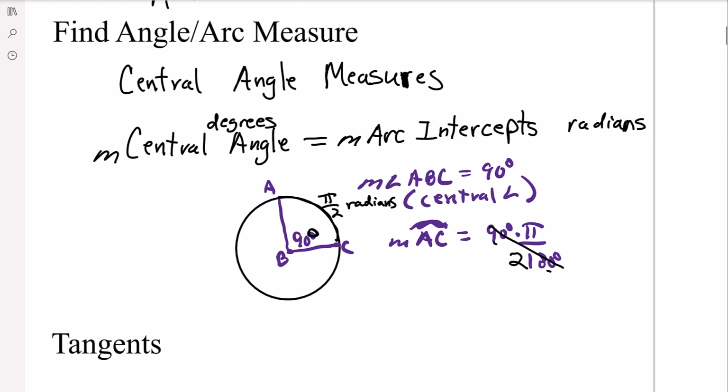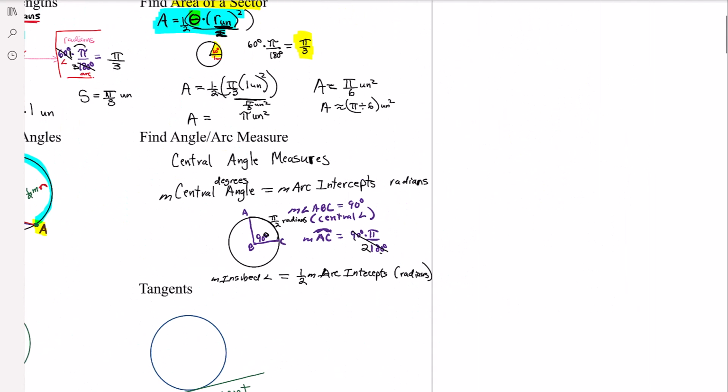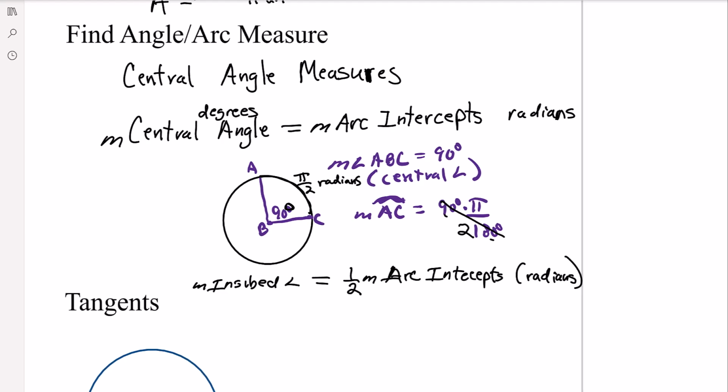And then the measure of an inscribed angle equals 1/2 the measure of the arc that that angle intercepts in radians, meaning there's a pi involved. Okay, I'll leave that up for a second, or you can pause.